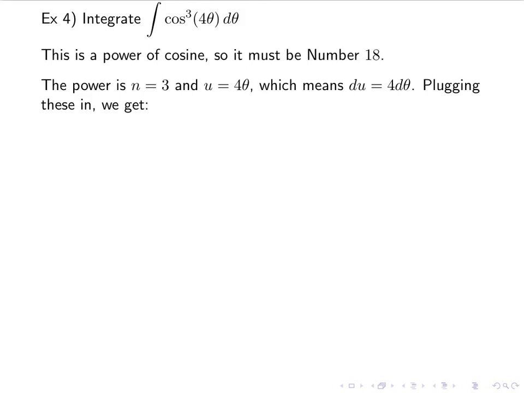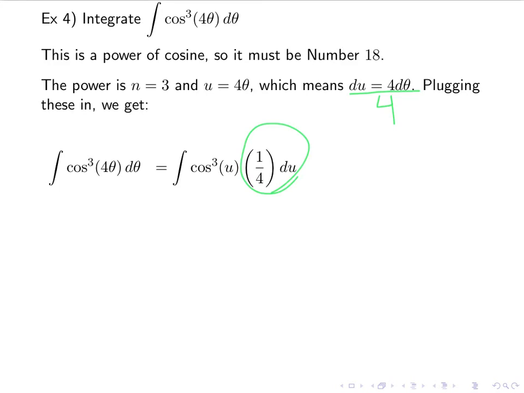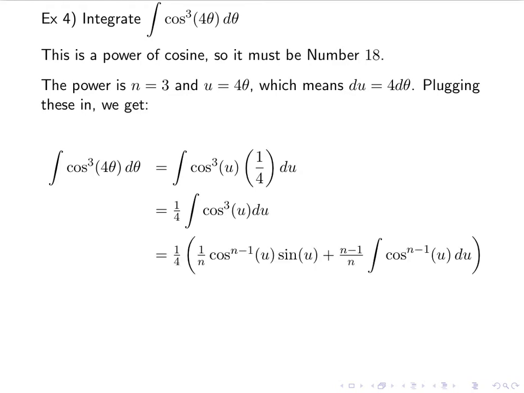And then we do u substitution. So again, du is 4 d theta. I want to divide both sides by 4 to get that 1/4 du here. I'm going to pull it out. We're going to use the table. And the table says that the integral of cosine to the n is 1 over n, cosine to the n minus 1 of u times sine u, plus another integral.